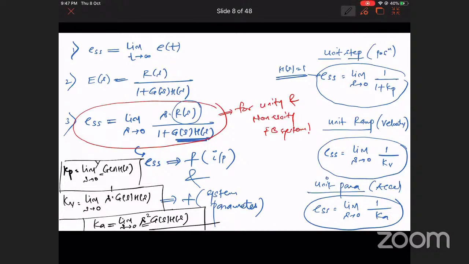So with this short revision, as I promised, I'm going to start with the numerical. So be ready for numerical. I'm sure you have written all these formulas with you, and you are ready for solving the problem. Let me put a very first problem in front of you, guys.